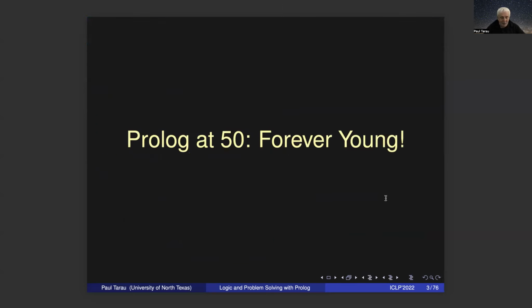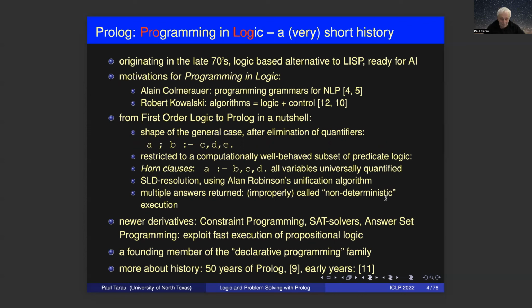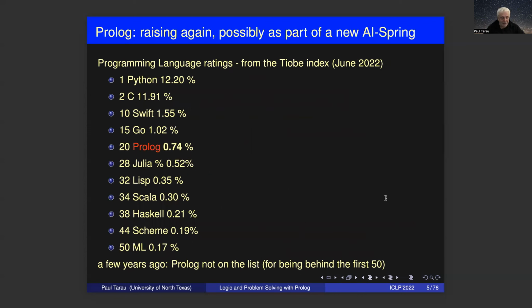All right, well, Prolog at 50, forever young, and indeed, what is happening is that Prolog is coming back quite a bit. Part of it may be a side effect of the new AI spring related to deep learning, but Prolog's ratings are pretty good compared to all those very neat languages, and that's the TIOBE index, which is a kind of beauty contest for programming languages.